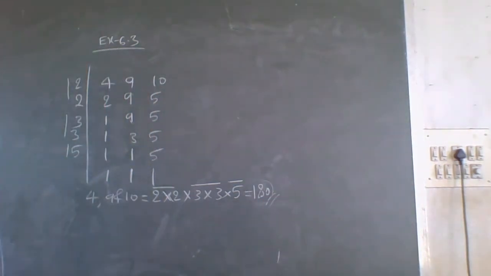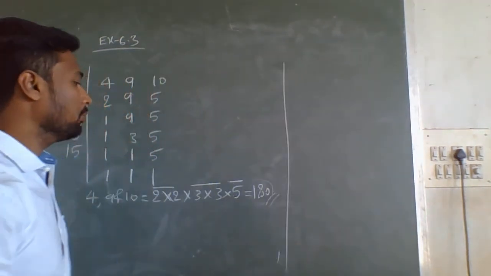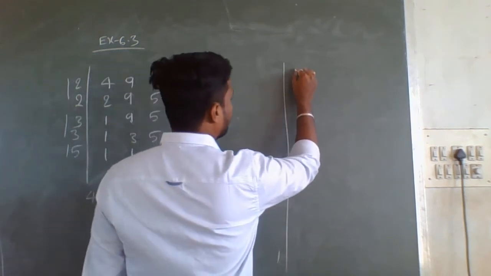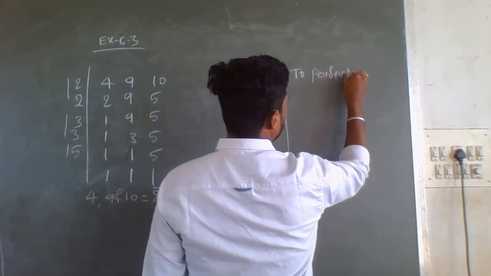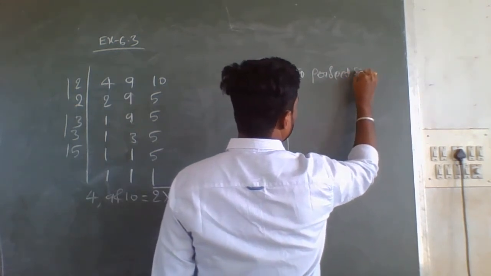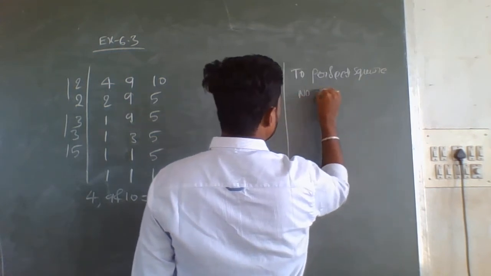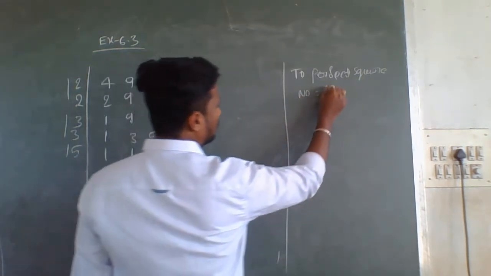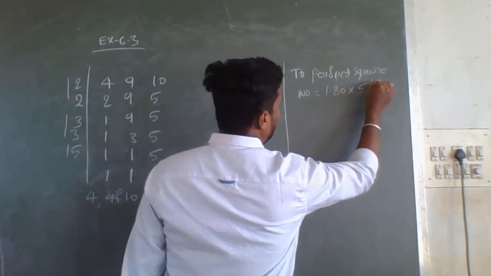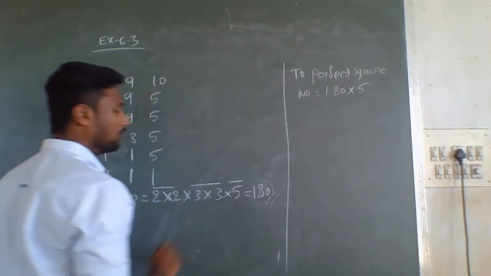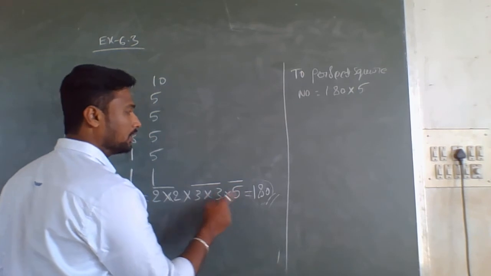So now, to get a perfect square number, what we can do here is multiply this 180. I should multiply this 180 with 5. Why am I multiplying 180 with 5 only? Because there is only one 5, so I should multiply 180 with 5 only.